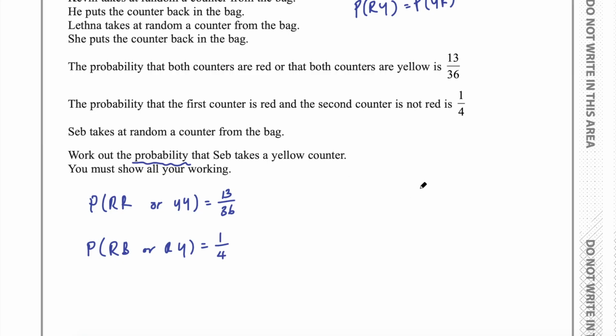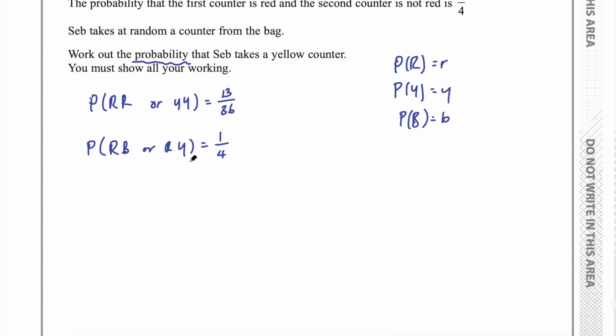So I'm going to introduce some variables here. I'm going to let the probability of red equal R, the probability of yellow equal Y, and the probability of blue equal B, just to make it a little bit shorter to write. Now I'm going to write this equation again, just using those variables. So this is going to be RB plus RY equals a quarter, because when you say or in probabilities, you have to add those things together. When you're saying and, you multiply them. So R and B is R times B. Okay, so that's my first equation I've started with.